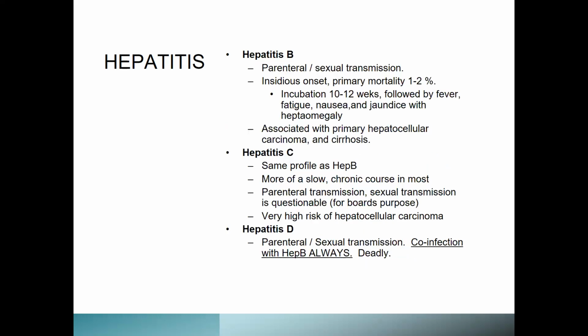Hepatitis B, C, and D are your chronic hepatitis. So all of them can be spread via blood or sexual transmission. We often think of hepatitis C also as IV drug use, incarceration, those types of risks. Insidious onset, so you may be completely asymptomatic, but hepatitis B is associated with primary hepatocellular carcinoma as well as cirrhosis, and hep C is associated with hepatocellular carcinoma as well.